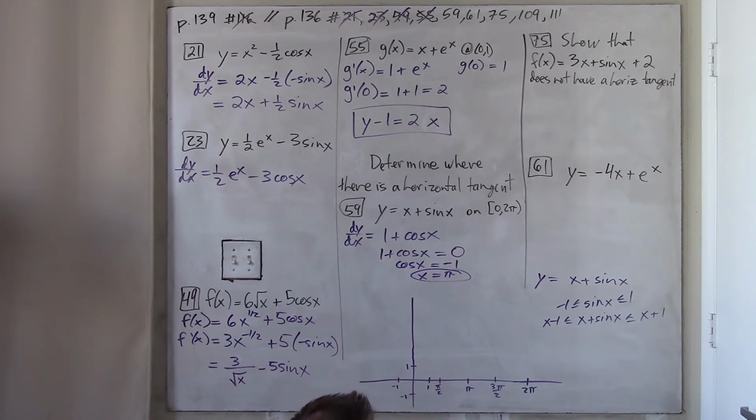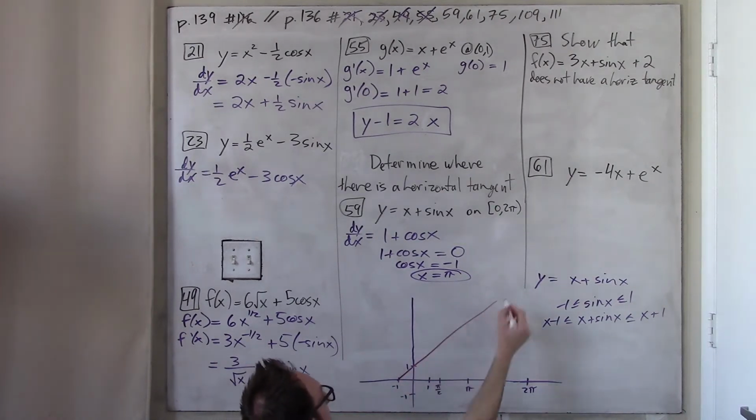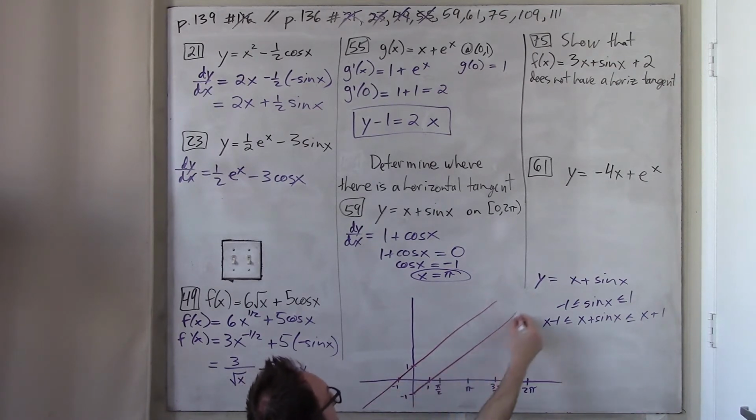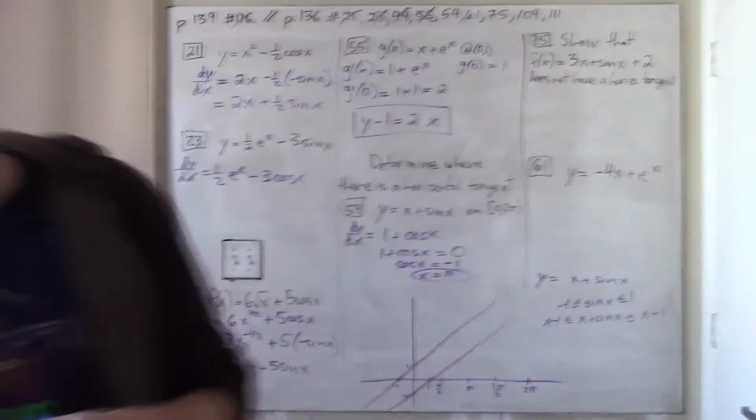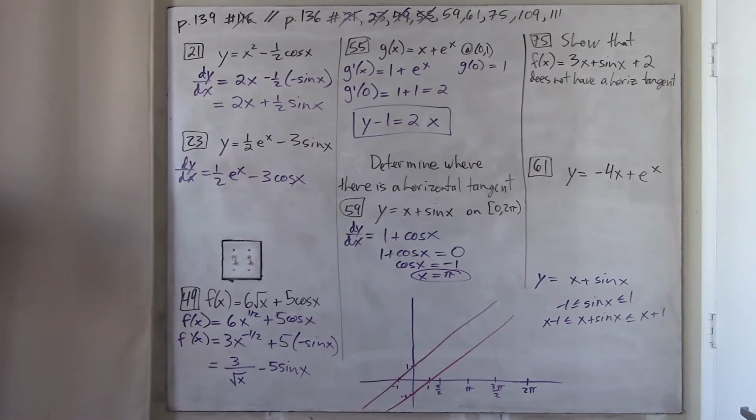Alright, why am I doing that? Because I want to graph the line y equals x plus 1, which looks like this. So there it is. And the line y equals x minus 1, which looks like that. Therefore, we can say that our function lies between these lines, because that's what we proved over here.